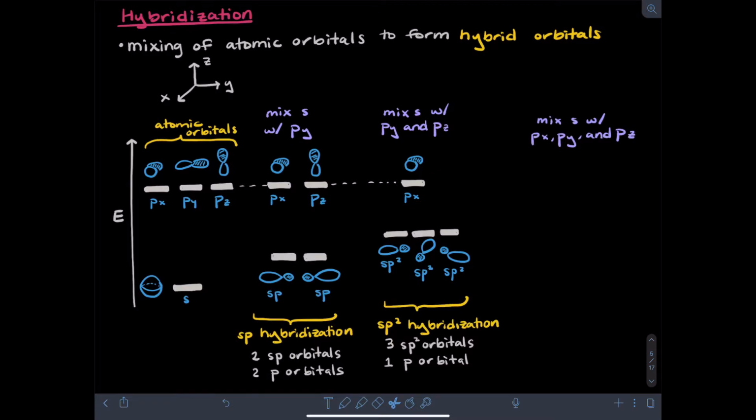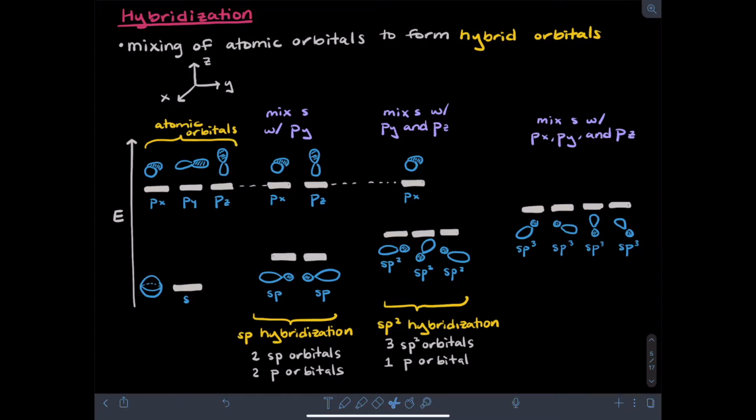Our last scenario is, what if we started yet again, going back to our original atomic orbitals? What if we mixed all 4 of these orbitals together, or mixing s with px, py, and pz. When we mix 4 orbitals together, we'll get out 4 orbitals. Each of the orbitals we get out will be sp3 hybridized. It gets this name because we've mixed 1 s orbital with 3 p orbitals.